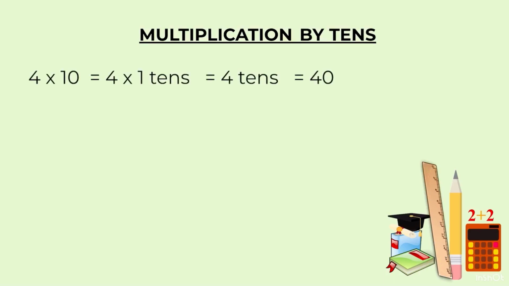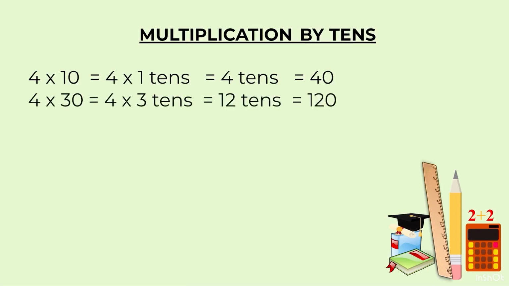Let us take an example. 4 multiplied by 10. 10 is actually 1 tens. So we can write 4 multiplied by 1 tens. 4 times 1 tens will give us 4 tens. And 4 tens is nothing but 40. So 4 multiplied by 10 is 40. This is the basic concept behind multiplication by tens, multiplication by hundreds.